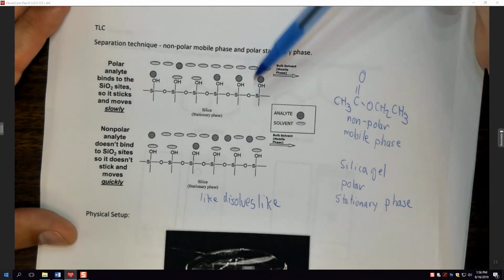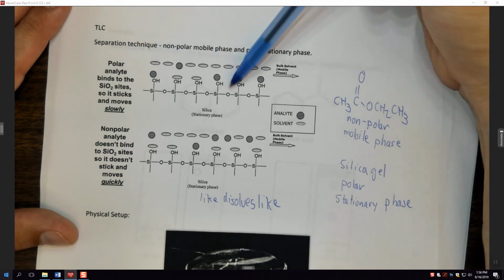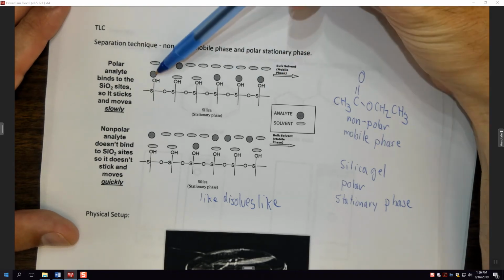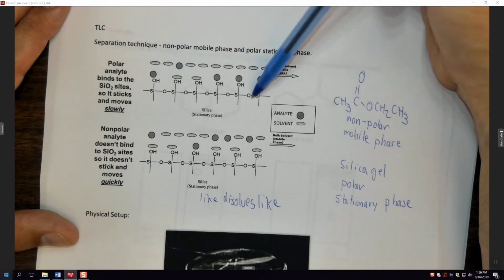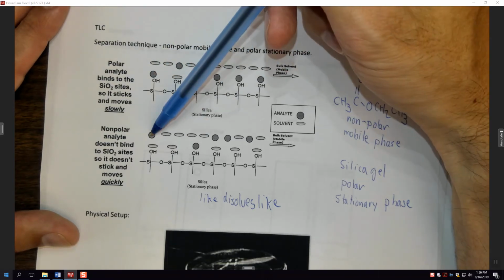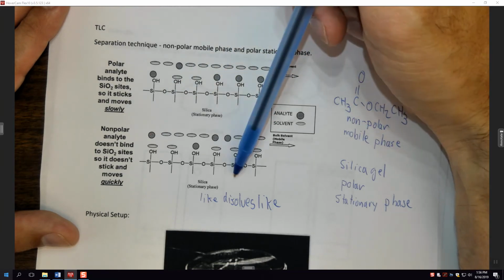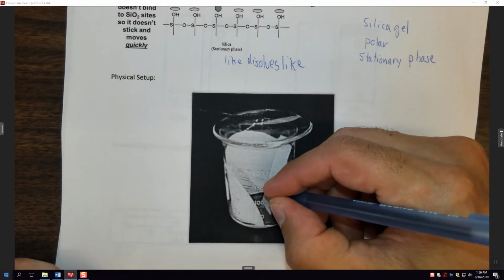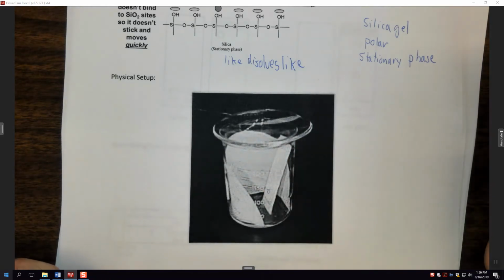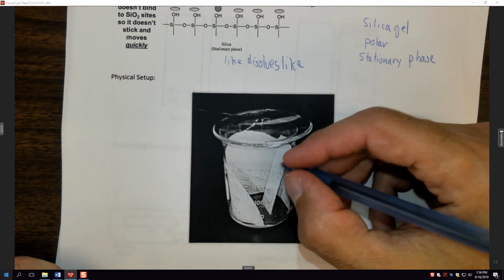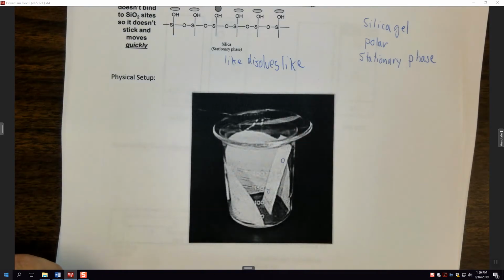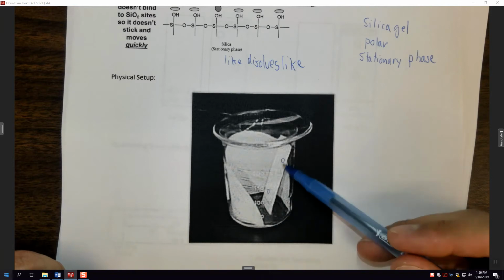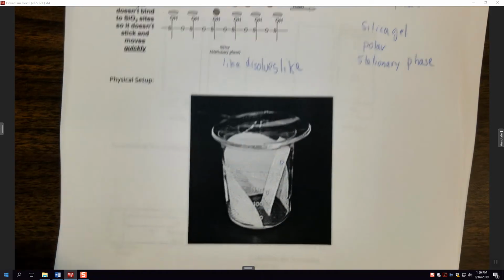So how does this relate to this? Well, what's happening here is the silica gel is polar. So polar analytes, they're not exactly solutes, but polar analytes stick to the polar silica gel. Nonpolar analytes do not stick to the polar silica gel. What ultimately do we see? We see that polar analytes maybe go this far, and nonpolar analytes maybe go this far. Why? Because these polar ones are more strongly sticking to the silica gel, and these nonpolar ones are not sticking to the silica gel very much.